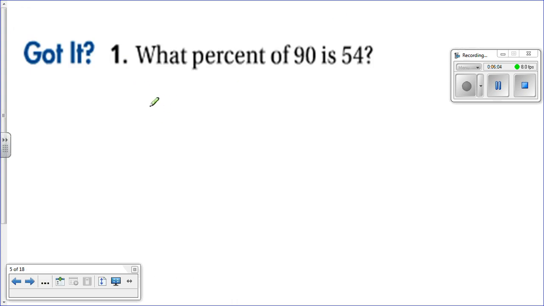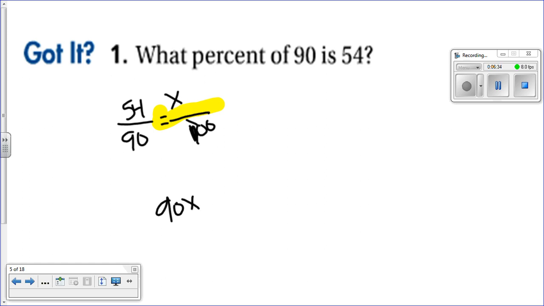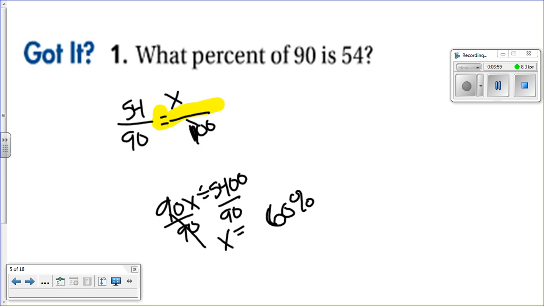Let's try another one. What percent of 90 is 54? So 90 is your base, 54 is the part. We're going to use any variable again, so we can use x over 100. We cross multiply and we get 90x equals 5400. When we divide by 90, the 90s cancel and we are left with x equals 5400 divided by 90, which is 60%. So 54 is 60% of 90.